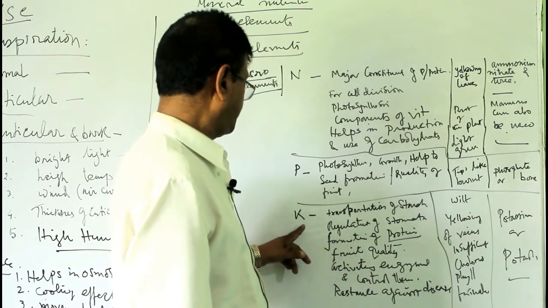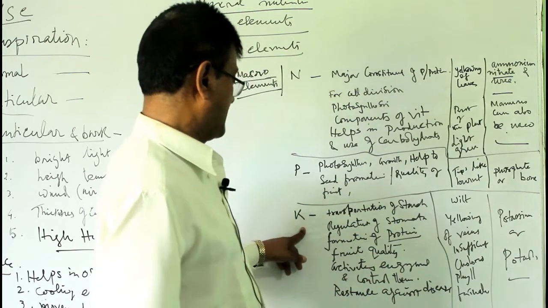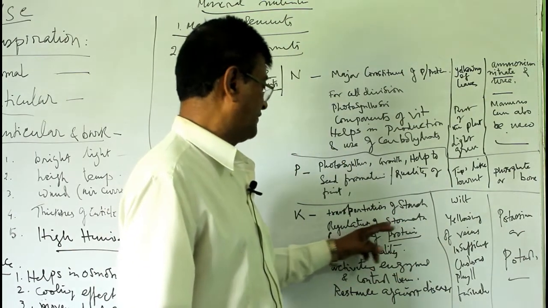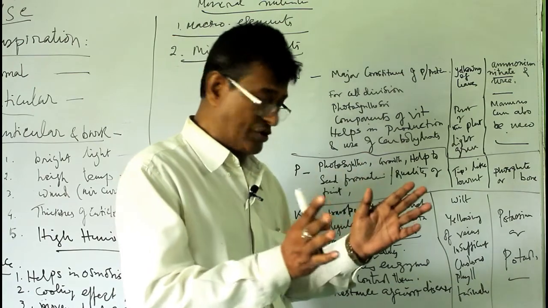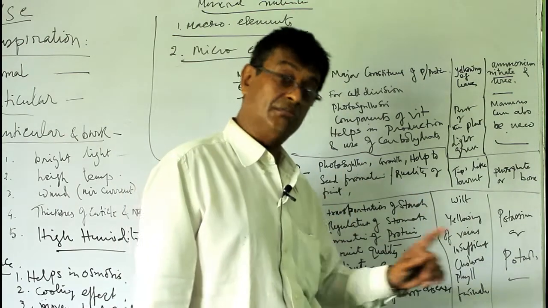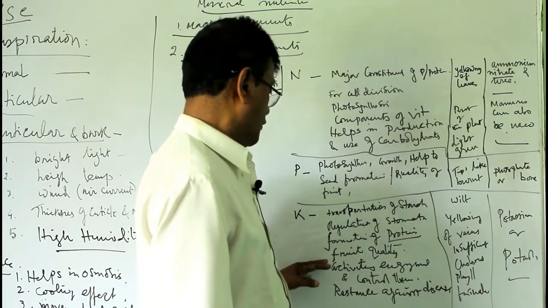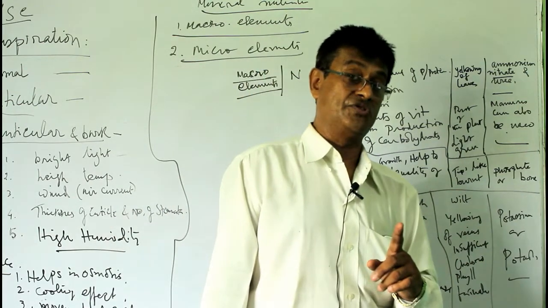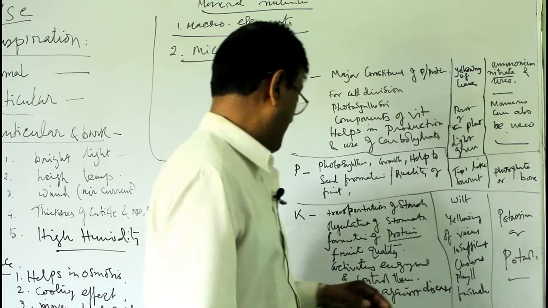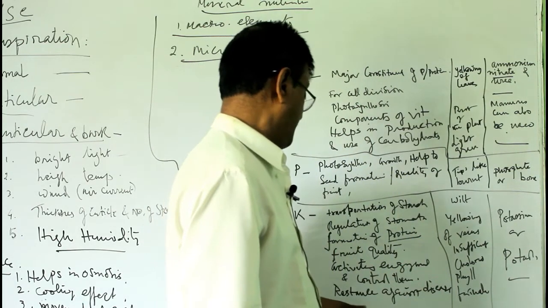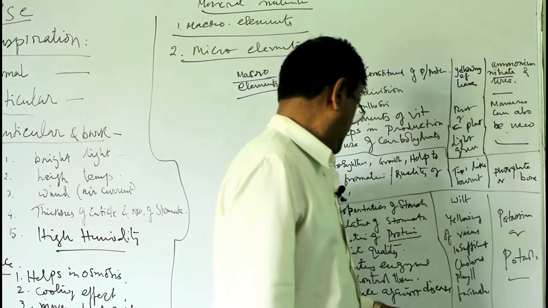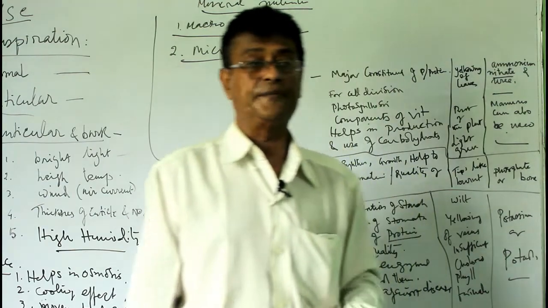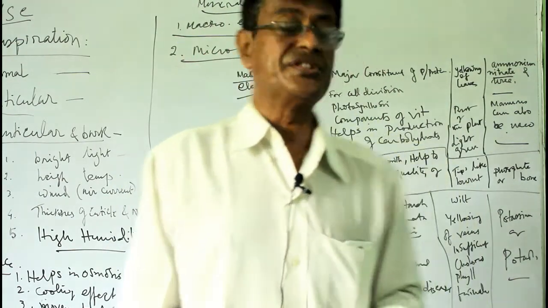Next is potassium. Potassium helps in transportation of the starch, regulation of the stomata, that means opening and closing, formation of the protein, which is also important, fruit quality development, and it activates all enzymes and also controls them. And then it restores the resistance against the disease. They provide the resistance against the disease.